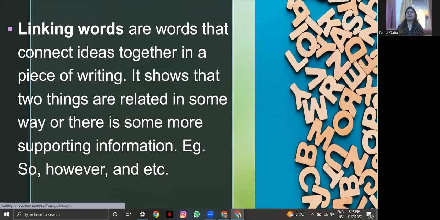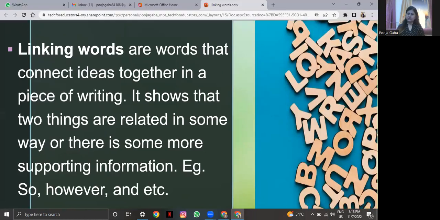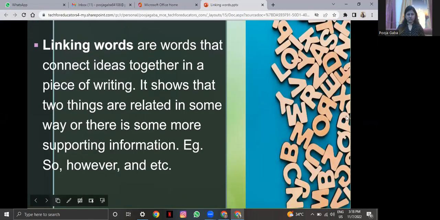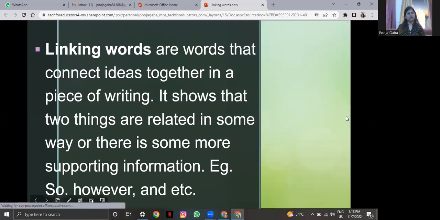When we have to connect two ideas, now those two ideas can be similar ideas or different ideas, or we have to provide some additional information in a sentence or in a paragraph, then we use linking words, also called conjunctions. For example, so, however, and, etc. Now these are just a few examples. Let us understand further.